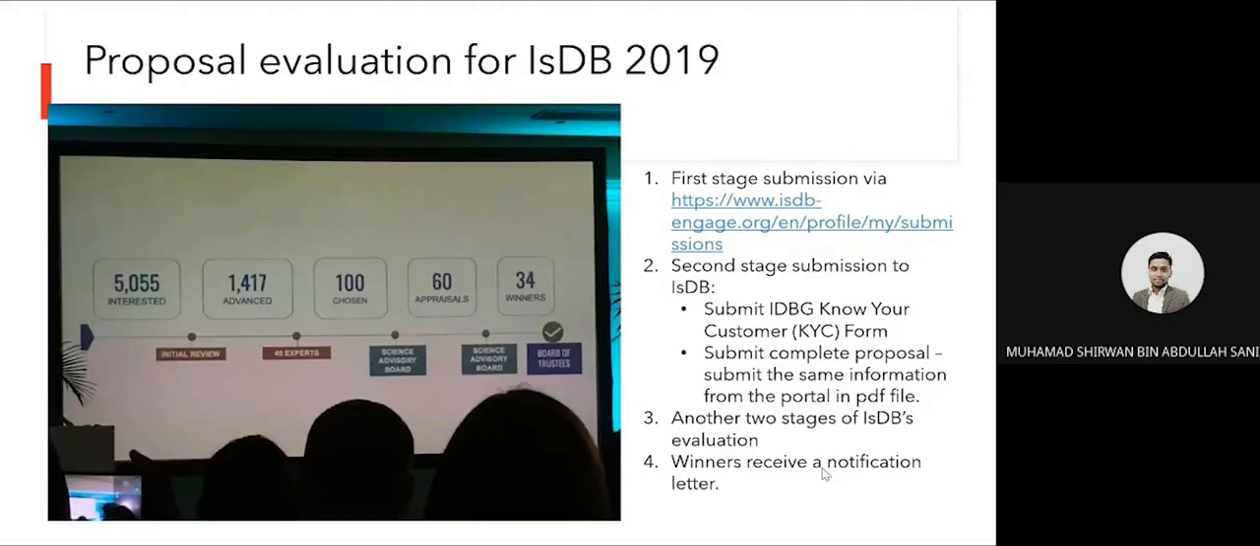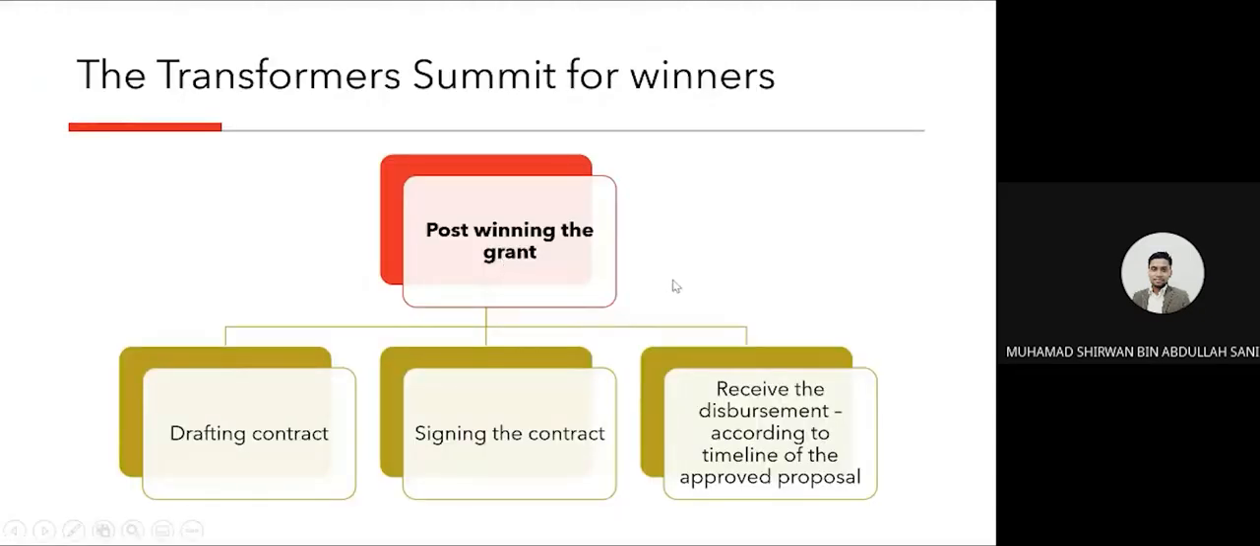Okay, what are the next steps after the application? So after you apply and become the winner, they will ask you to draft a contract. They send you the draft contract, you sign the contract and send it back to them, and then you will receive the disbursement according to the timeline that you have proposed in your proposal.